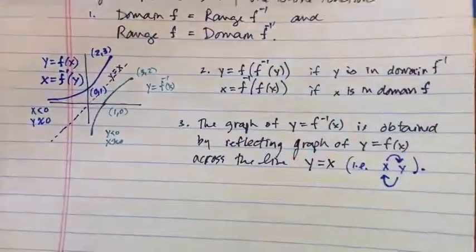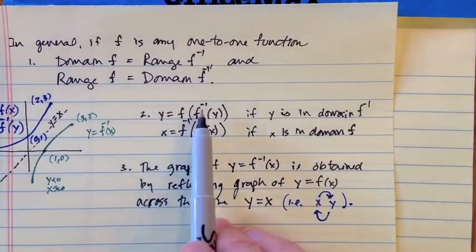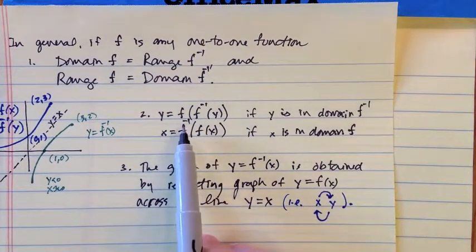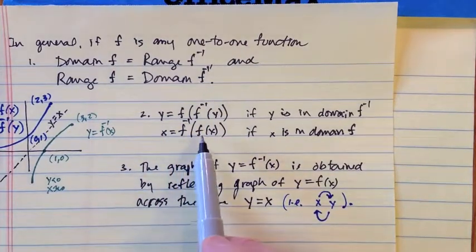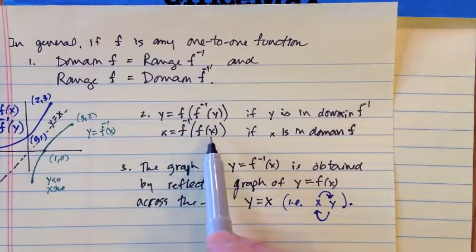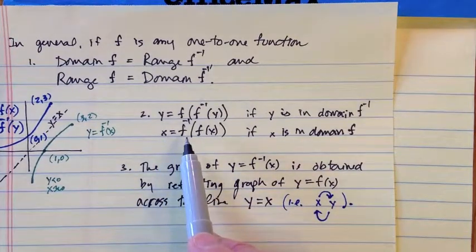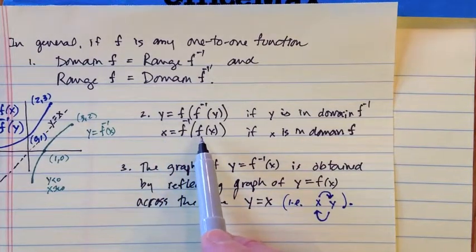Finally, I just wanted to say something about why these are called inverse functions. And the answer is right here on this page. It's that when you see y equals f of f inverse of y and x equals f inverse of f of x, that means that whatever action f does to x, f inverse looks at that output and tells you what the original input was. So f inverse undoes whatever stuff f does.